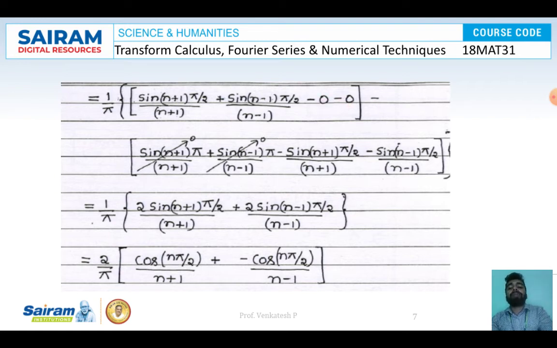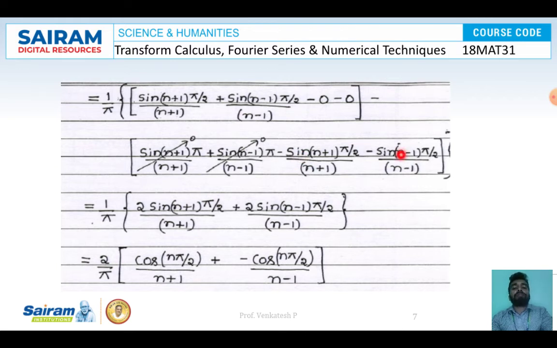So applying upper limit for the function, I'll be getting sin((n+1)pi)/(n+1) plus sin((n-1)pi)/(n-1), and you know that sin(n pi) will always be 0, so this term will become 0. Now lower limit, applying x is equal to pi by 2, so we got minus of sin((n+1)pi/2)/(n+1) minus of sin((n-1)pi/2)/(n-1).